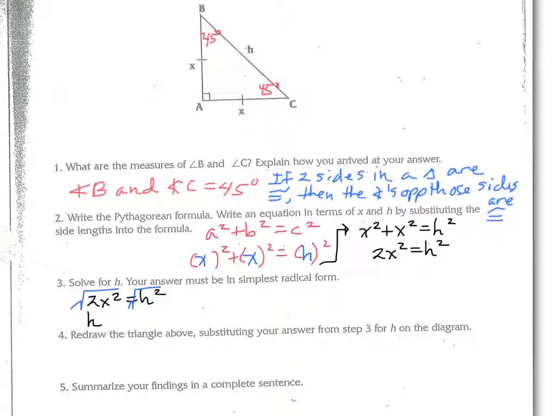So h is equal to, can I take the square root of 2? No. What's the square root of x squared? X. So I get x rad 2. That means the hypotenuse is equal to x radical 2. Now all sides are in terms of x. We've got x, x, and x rad 2. It says redraw the triangle above, substituting your answers from step 3 for h on the diagram. Well, we just replaced it, right?